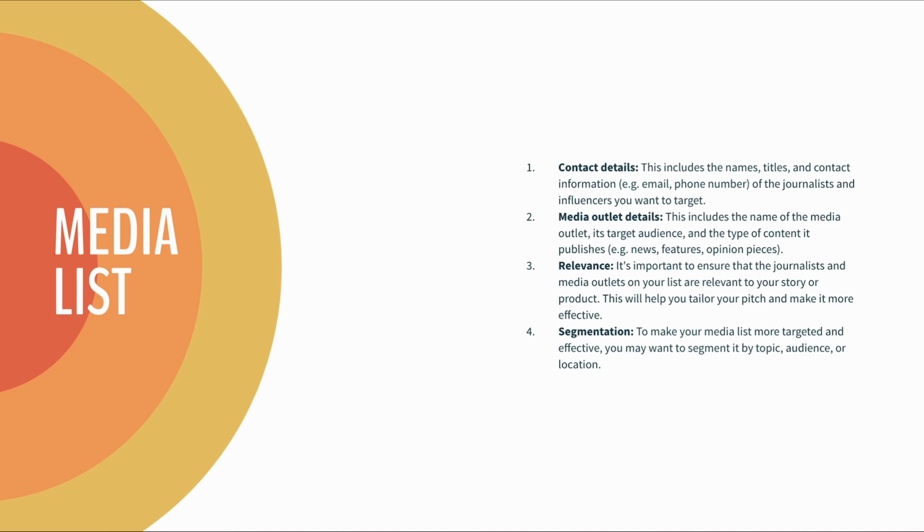Examples of top tier media outlets can include major newspapers, magazines, TV networks, radio stations, as well as well-respected online news sites and blogs. Now, it's important to note that the definition of top-tier media can vary depending on the industry or market in question, and what's considered a top-tier outlet in one industry may not be considered as such in another. So it's important to carefully research and consider which outlets are most relevant and influential for your specific target audience and message.